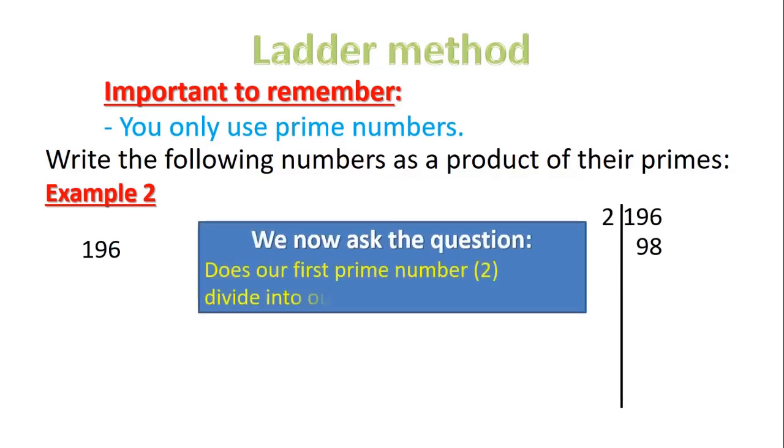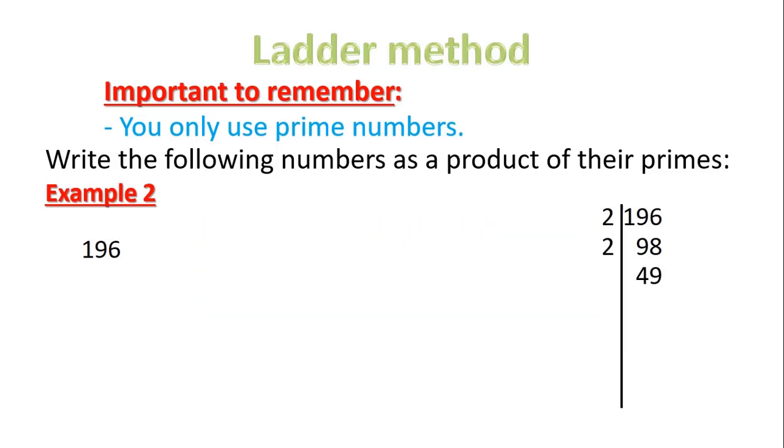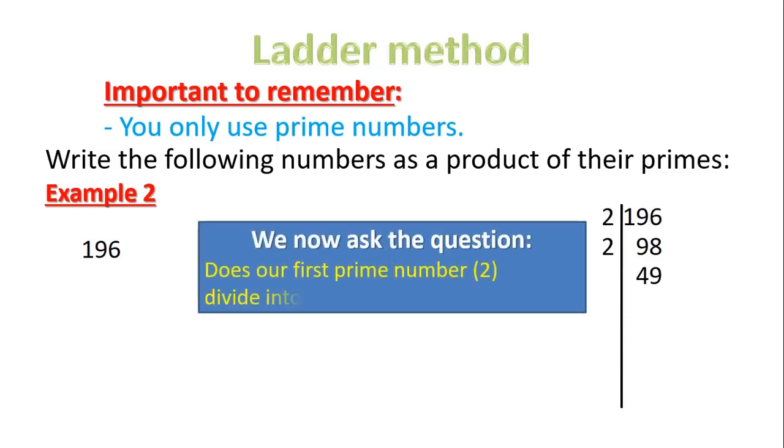Now, does our first prime number of 2 divide into our answer of 98? Again, hopefully you can see that it does. And so we write 2 on the left hand side, and 2 into 98 gives me 49. Next, does my first prime number of 2 divide into our answer of 49? And the answer is no, it doesn't.